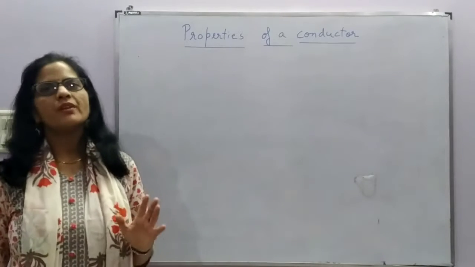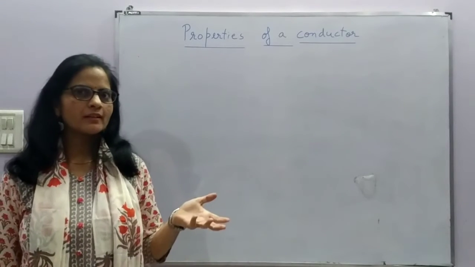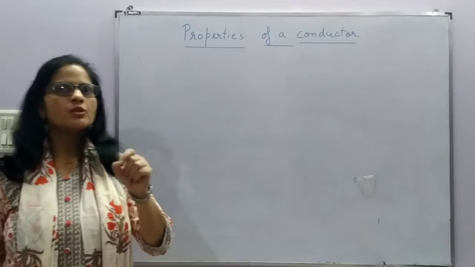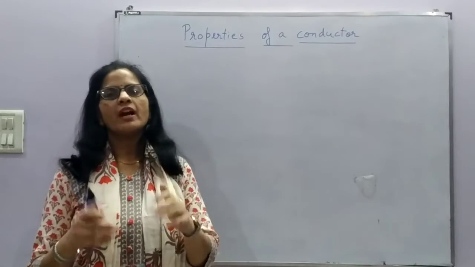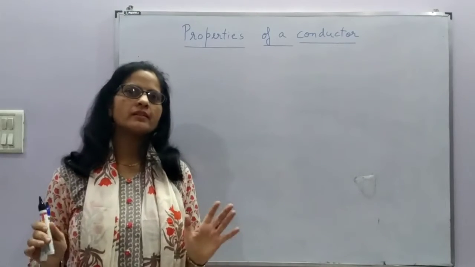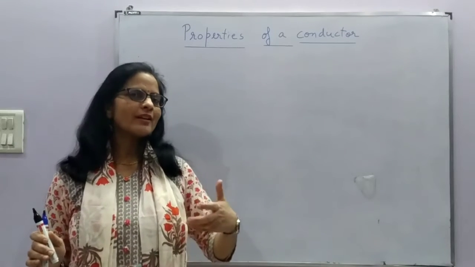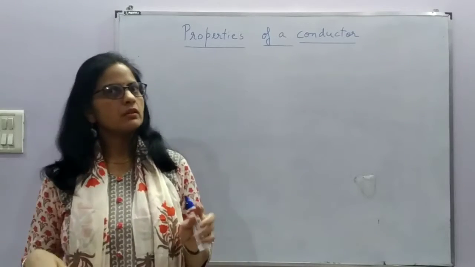Everyone, today we will study the properties of a conductor. We know what a conductor is: it conducts, right? So that means metals are conductors. In metals we have free electrons which are free to move on the metal surface, which form a kind of electron cloud that moves randomly in all directions.